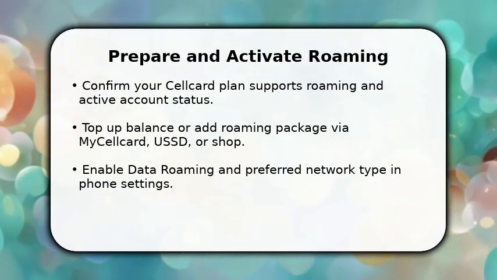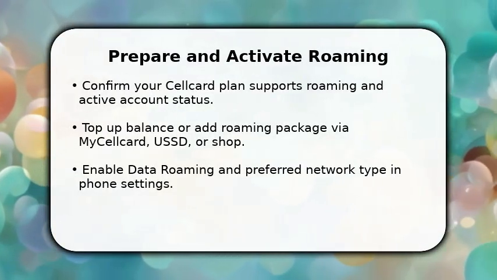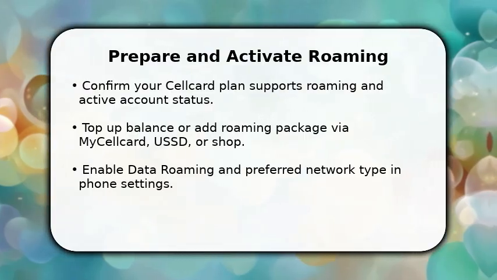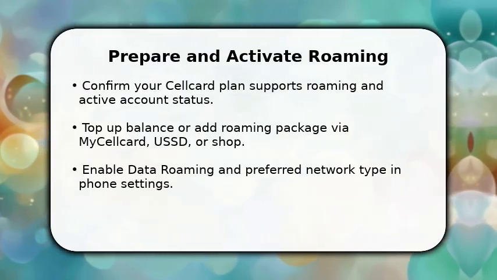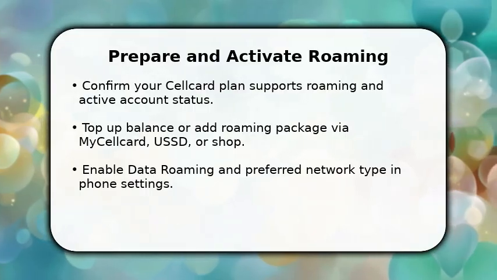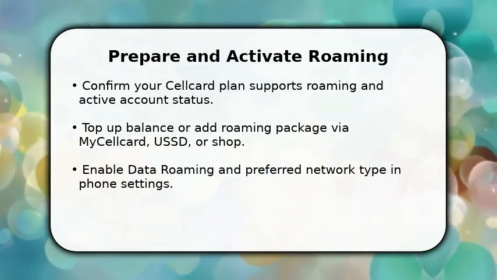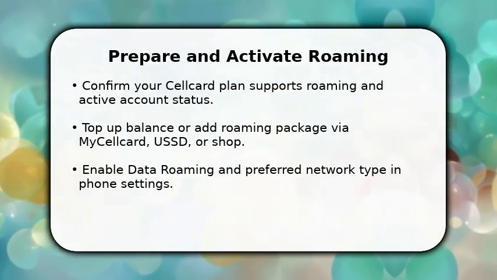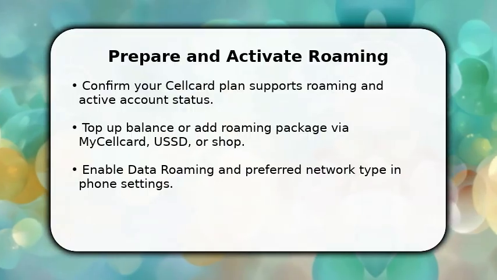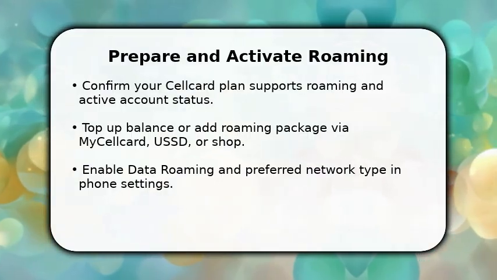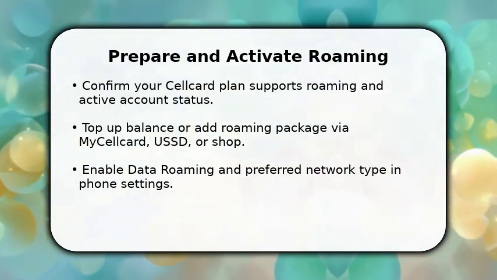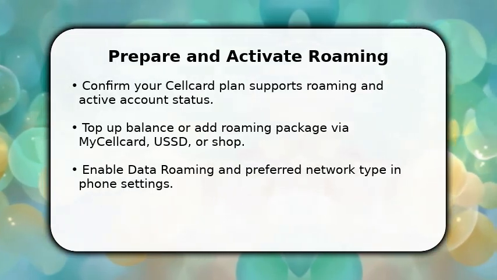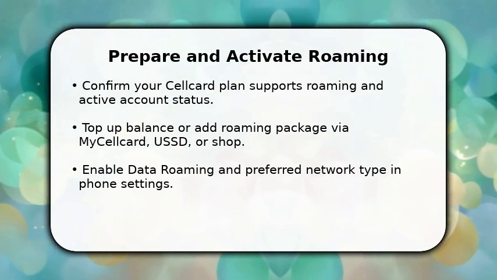You start by confirming your Cellcard plan supports international roaming and that your account is active. This prevents surprises abroad. Next, add credit or a dedicated roaming bundle through My Cellcard, USSD code, or an outlet so you have allowance ready. Finally, enable data roaming and choose 4G or 3G in your phone settings to ensure compatibility. Doing these 3 steps now makes the rest faster and avoids service interruptions when you reach the destination network.